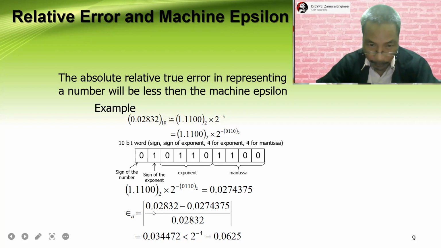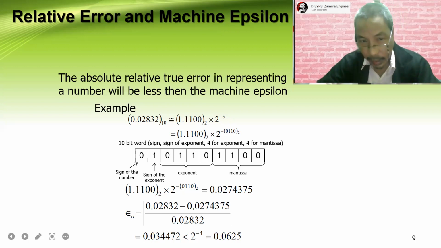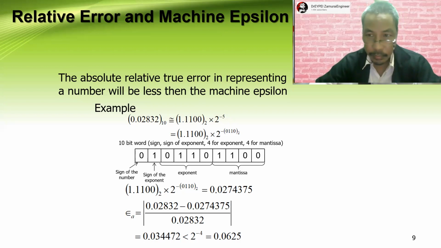Then what will happen? Relative. You have to subtract this from our given number, so subtract and then divide by the given number. That is our absolute relative true error. So our absolute relative true error is 0.0625, which is actually equal to 2 raised to the negative 4 in binary. Okay.